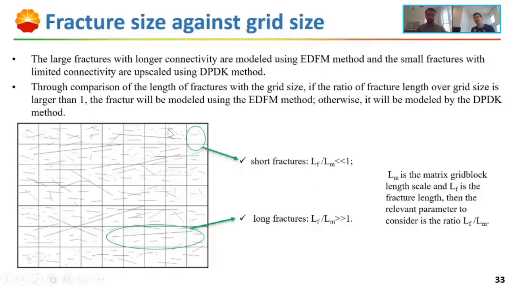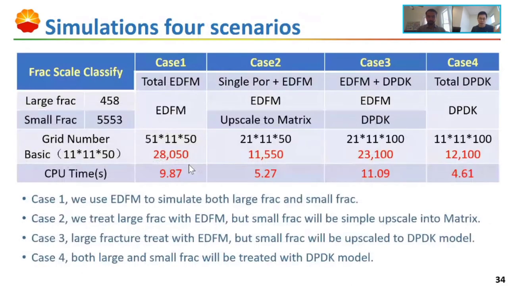We did many testing and trials. We found for EDFM, the long fractures which cross multiple grid cells have much bigger influence for flow between the cells. But for those fractures whose length is smaller than the grid size, there is very tiny impact on the pressure or the fluid. So that's why we separate the fractures into several groups.